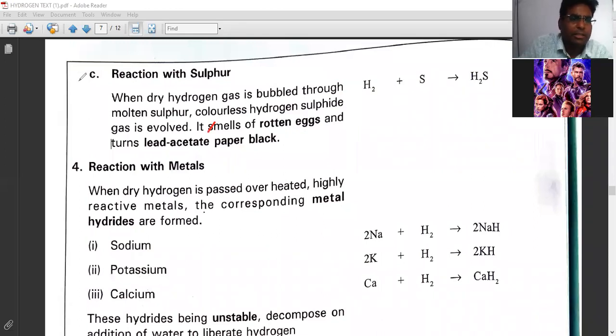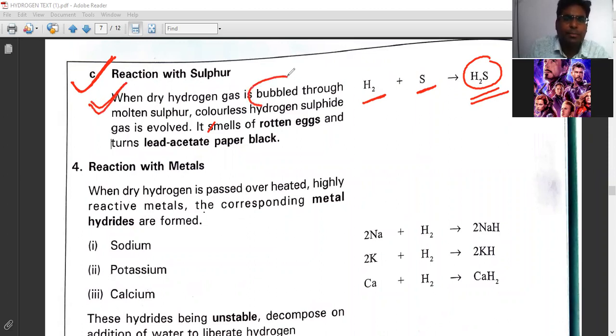So next point is reaction with the sulfur. So when hydrogen reacts with the sulfur, it forms hydrogen sulfide. So it will form H2S. Okay. So you can see here it is written in the theory form. When hydrogen gas is bubbled through the molten sulfur, colorless hydrogen sulfide gas is evolved. It smells like rotten eggs. सड़ा हुआ अंडा की तरह इसका बदबू आता है. ठीक है.